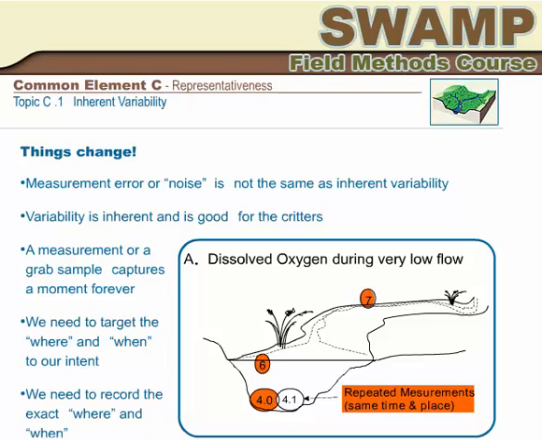It is also important to record the where and the when in a way that will allow us to communicate what each measurement result actually represents. For example, was it taken at the top or the bottom of the water column?